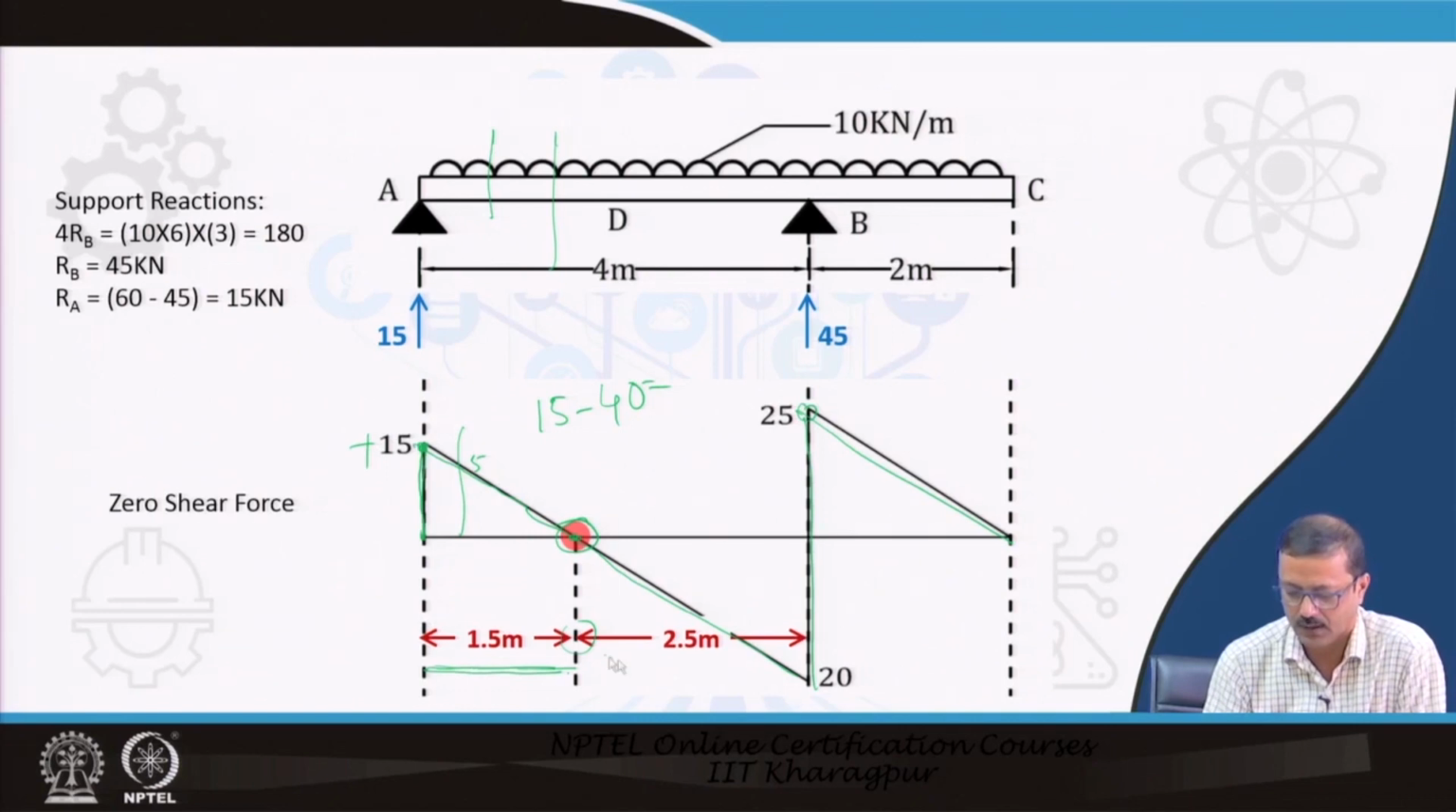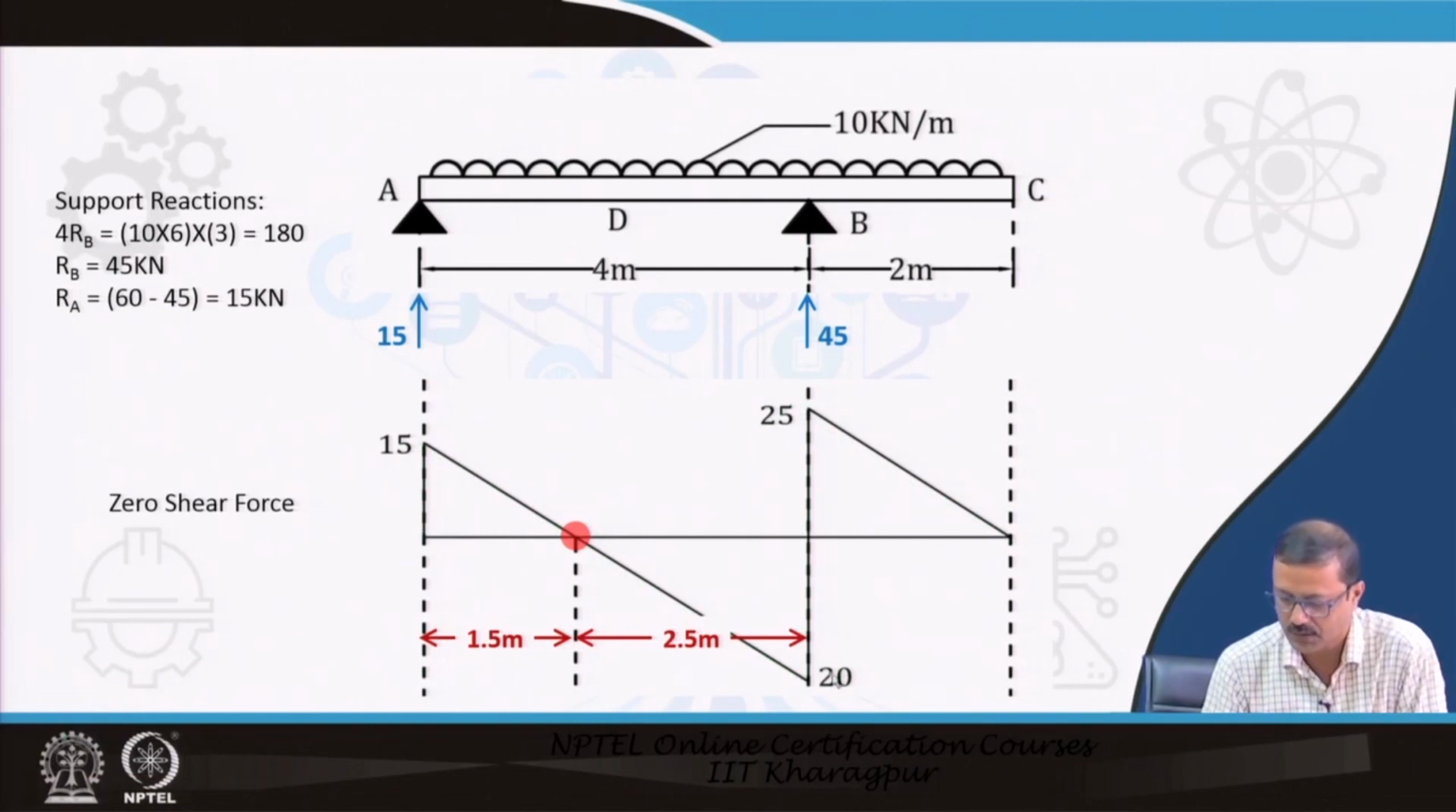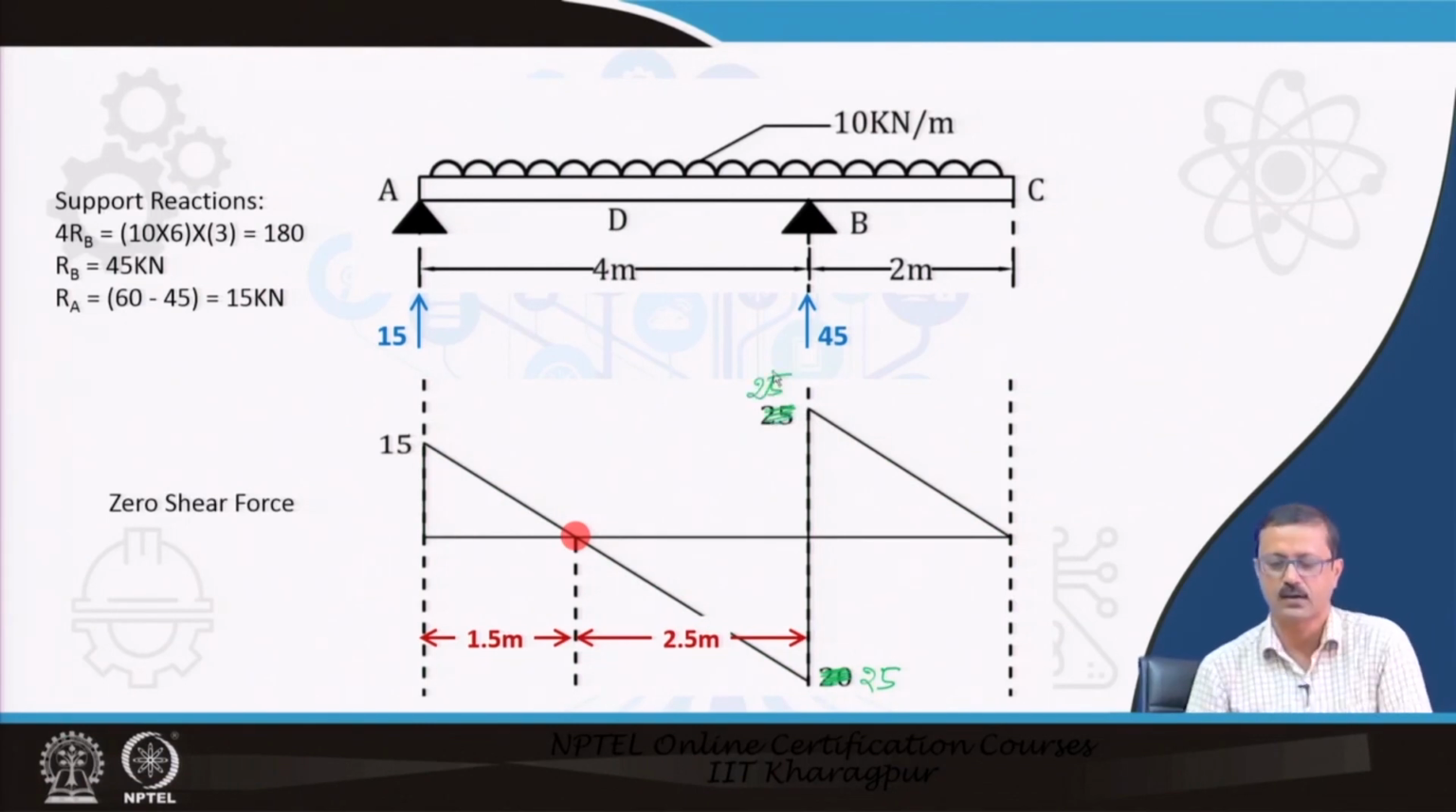If you go again further 2.5 meter, this has to be actually 25 and this has to be your 20. I am sorry, I will send the right PPT. This is a little bit of a problem. So, I will put this again: this has to be 25 and this has to be 20. You read it as it is; I will upload the right PPT in the forum. So, it goes like that.